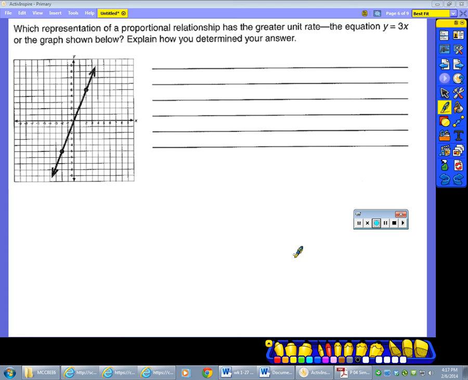Alright, so here we are. This is the next one. It says, which representation of a proportional relationship has a greater unit rate? The equation y equals 3x or that graph shown below?